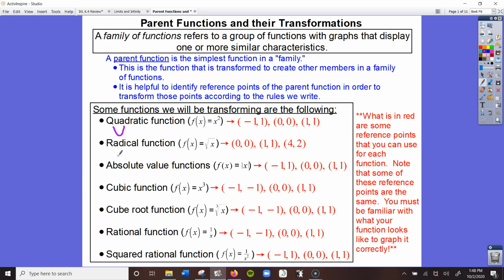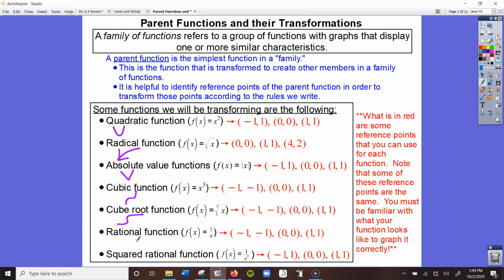The radical function starts at 0, 0, just like every other parent function is centered at 0, 0, and then it just curves outward. The absolute value function looks like a V. The cubic function looks like an elongated squiggle, like an S almost. The cube root function is the same as a cubic function, but it looks sideways.